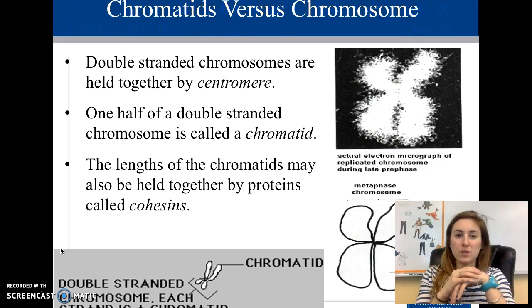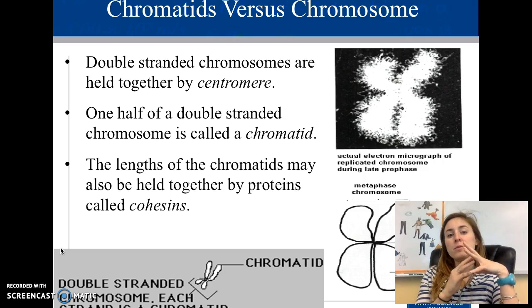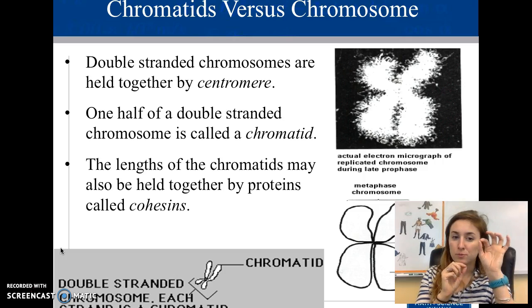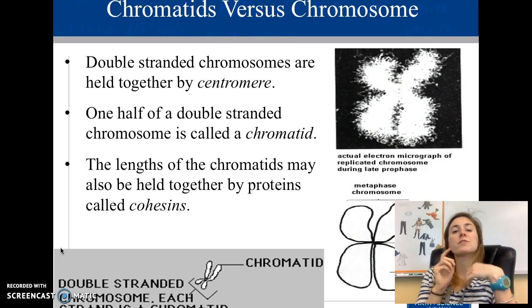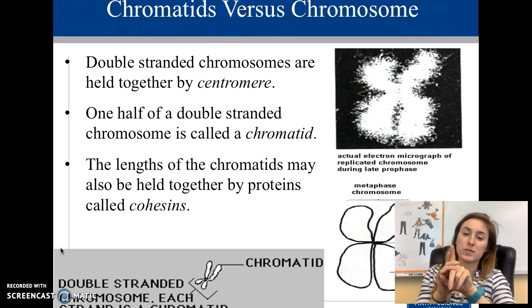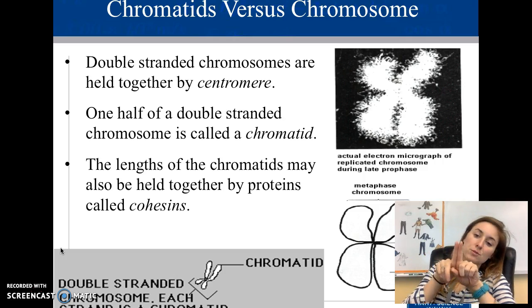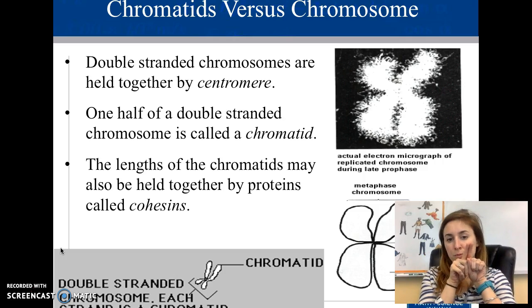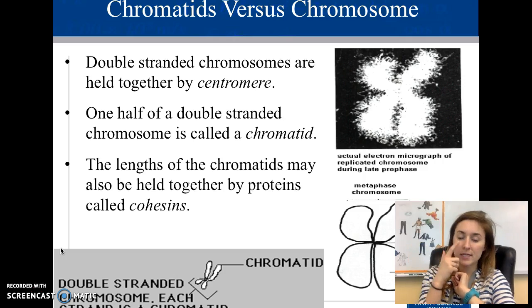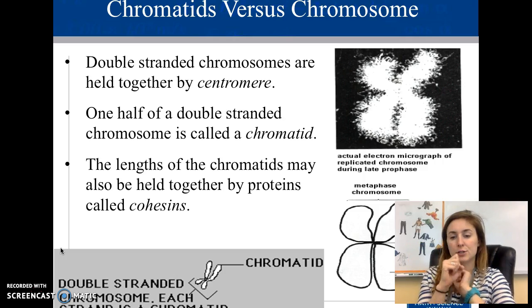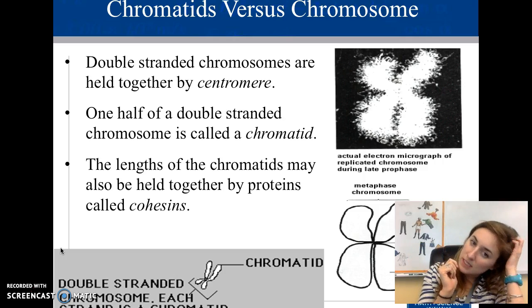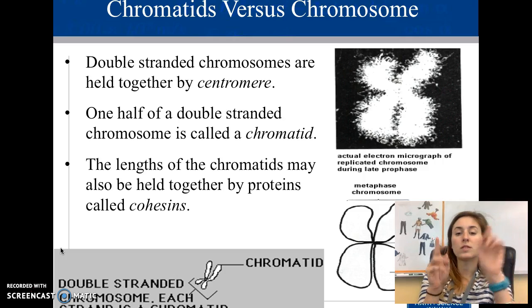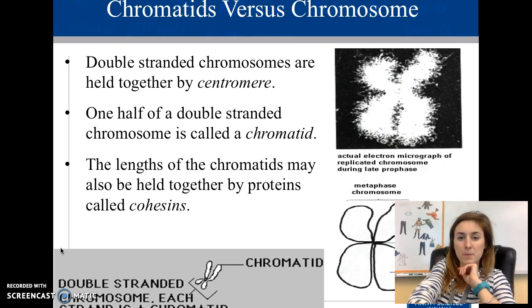So, to differentiate, double-stranded chromosomes are held together by a centromere. One half of a double-stranded chromosome is called a chromatid. So you have 2 chromatids, they make a chromosome. Sometimes they're also held together by cohesins, and in the center, your centromere holds each chromatid together.